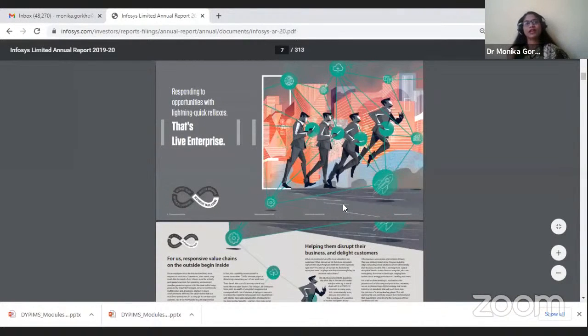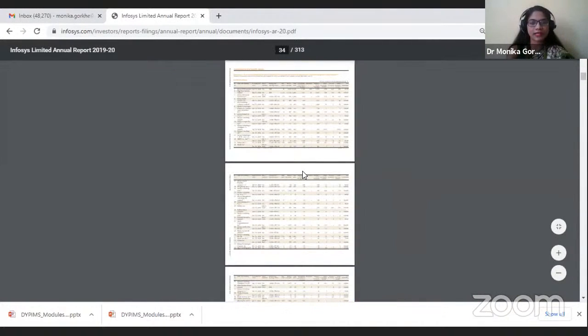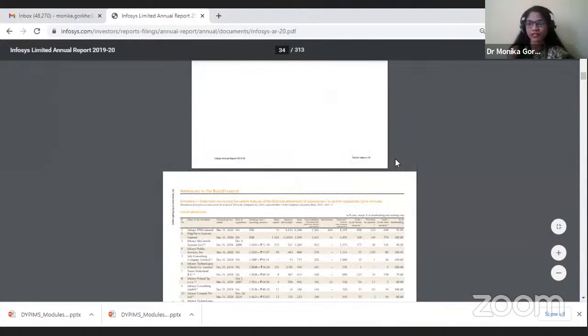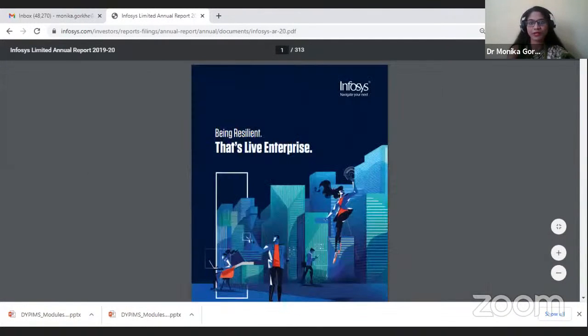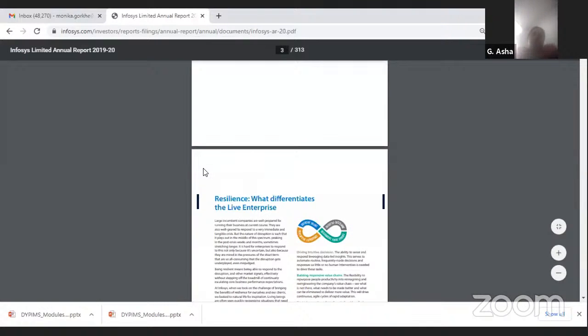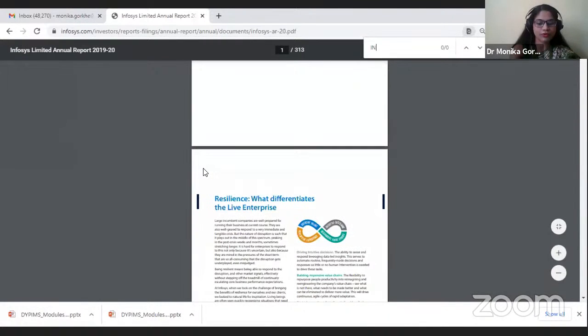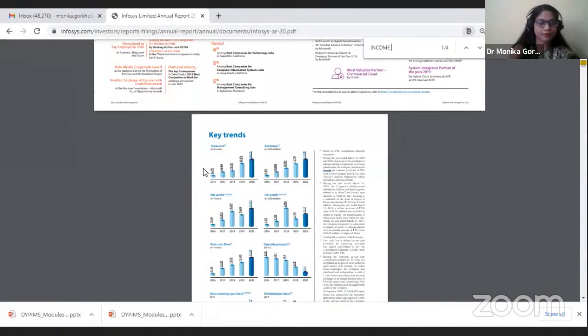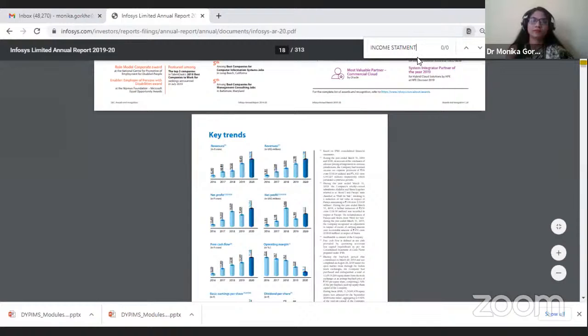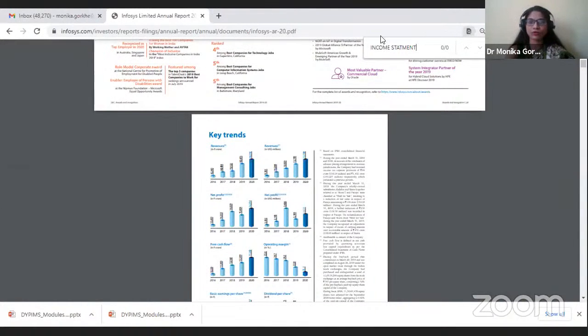Okay, so as we have taken Infosys, let me first start with the income statement. In your annual reports, even if you directly search the word income statement, it will directly take you to that particular section.